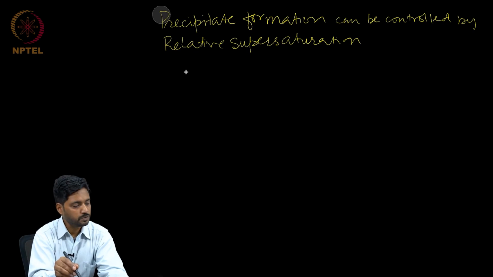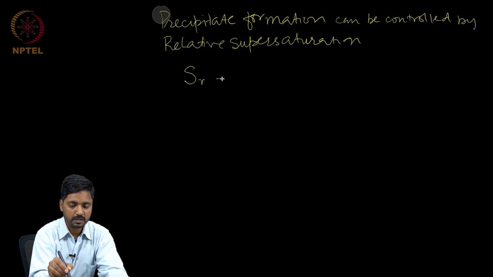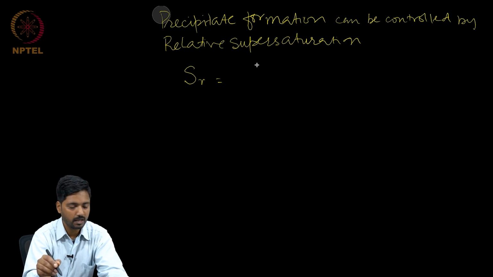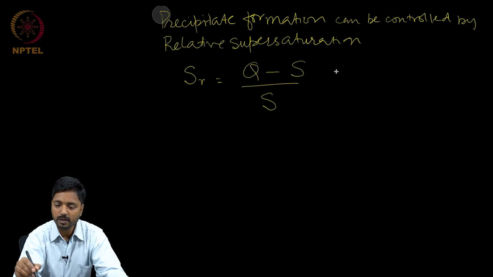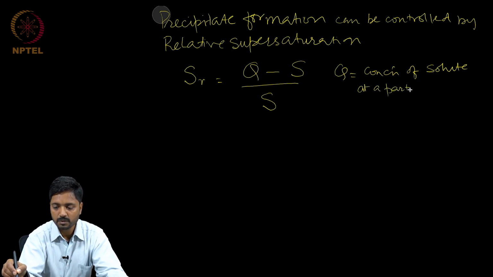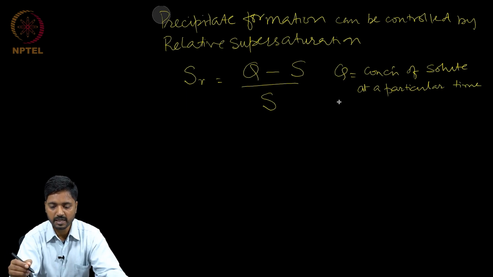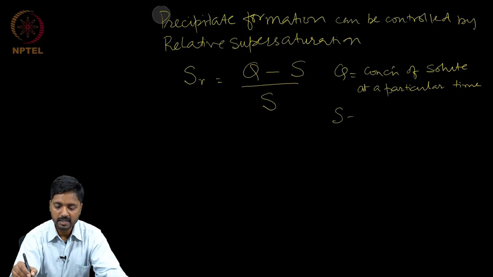How do we define relative supersaturation? We define relative supersaturation as SR being (Q minus S) by S, where Q is the concentration of solute at a particular time during our reaction or titration or making of the particle, and S is the supersaturation limit or the solubility limit.